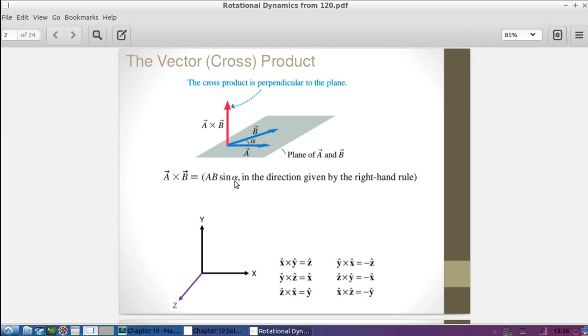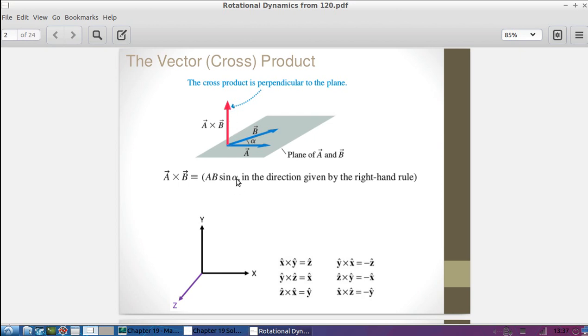So we see sine of 0 is 0. So if A and B were in the same direction, their cross product would be 0. So we wouldn't have a vector perpendicular to them. So we go from 0 and then we go to 1. So sine of 0 is 0, sine of 90 is 1. Right? So if A and B were perpendicular on this plane, this vector would be at a maximum.